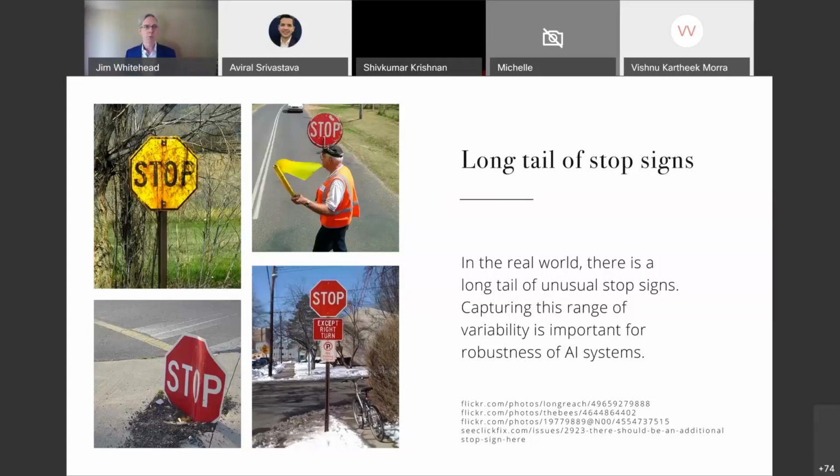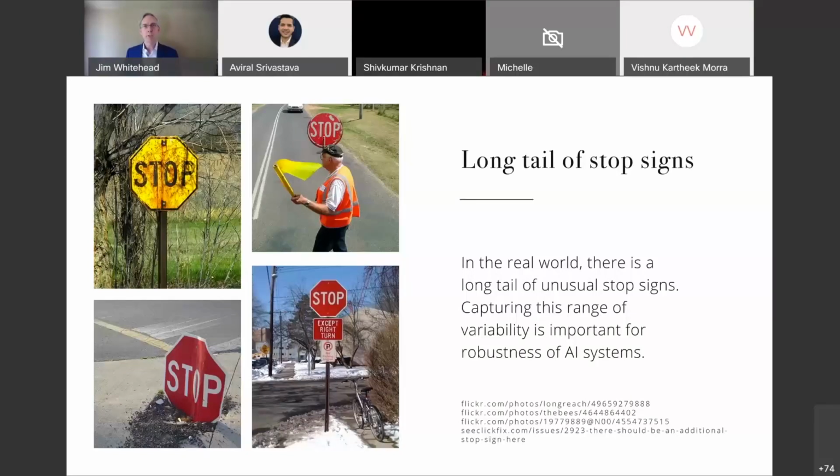And of course, you may be doing testing, even real world testing, in a particular situation and just not run into these. I'm pretty sure that there are none of these "stop except for right turn" signs in California. I think these are only, at least in the United States, back in the eastern part of the country.